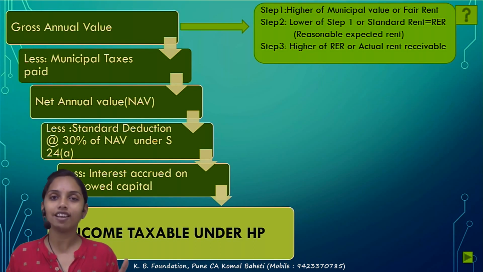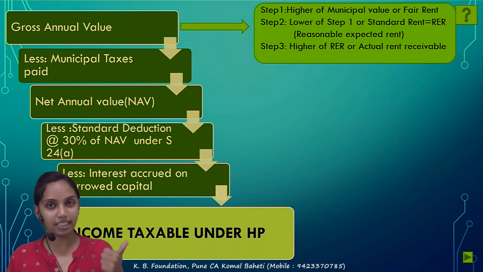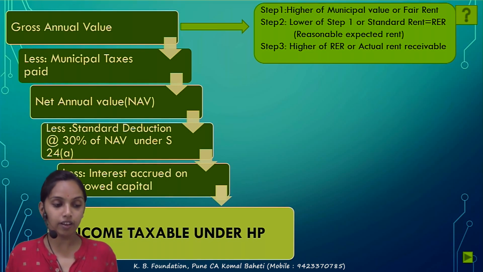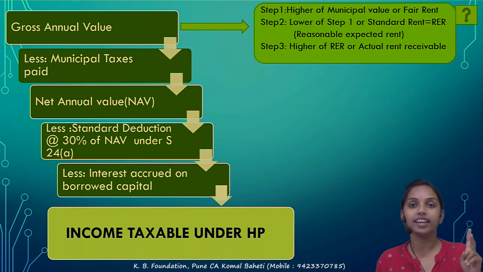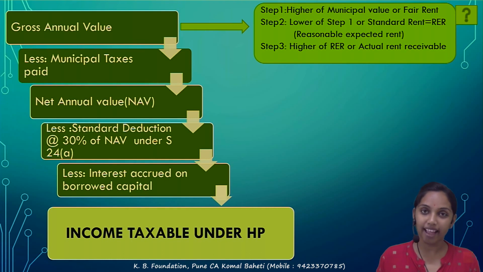So gross annual value less the municipal taxes paid by the owner, correct? Then the next, you will get the net annual value. Out of that you will get two deductions: standard deduction at the rate of 30%, and the second, interest on borrowed capital. Then you will get the income taxable under house property.